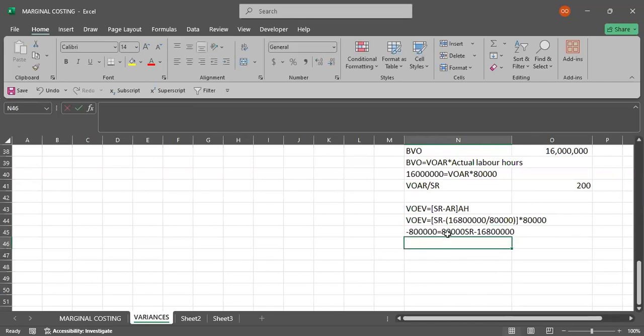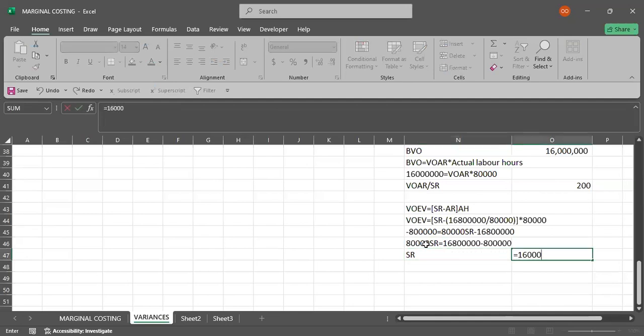So we collect like terms. We have 80,000 SR, 800,000 negative. So 80,000 standard rate will be equal to 16,800,000 minus 800,000, right? So if I do that, my standard rate should be equal to 16 million. Then I divide by 80,000, which is together with SR.